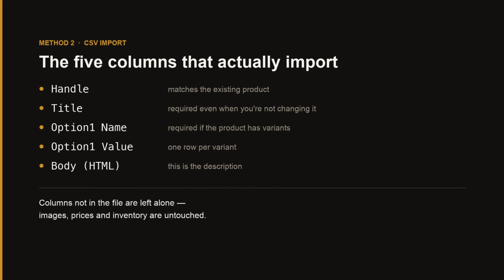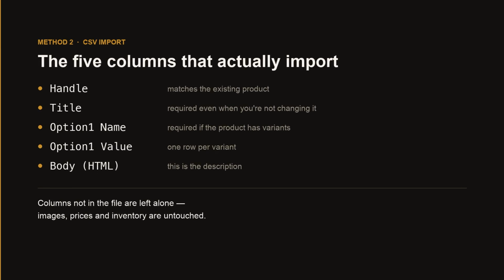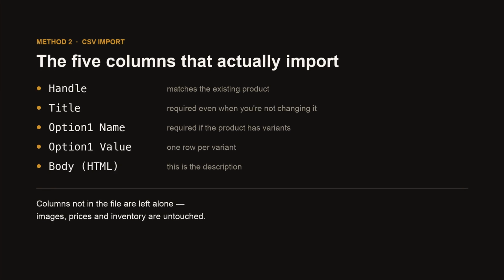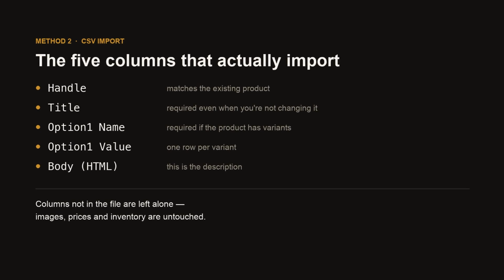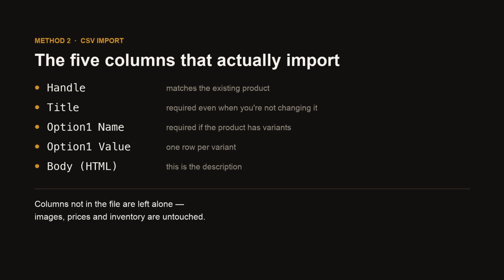What actually works is 5 columns. Handle, title, option 1 name, option 1 value, and body HTML, with 1 row per variant. The good news is that it only replaces the columns that are in your file. Your images, your prices, your inventory are untouched.